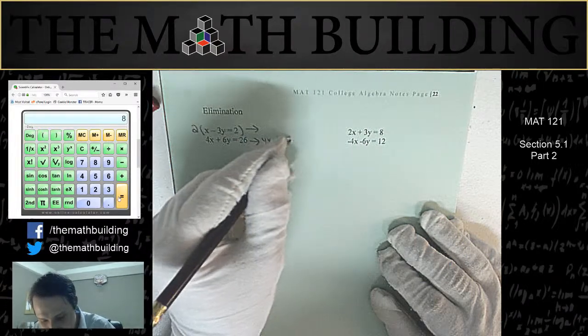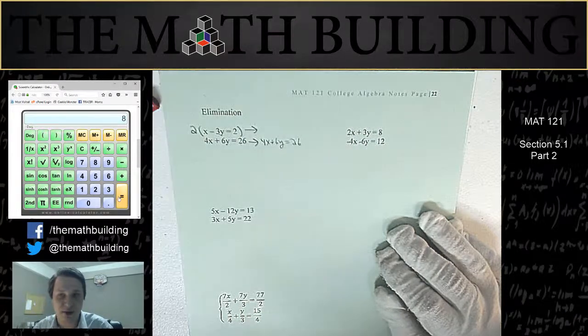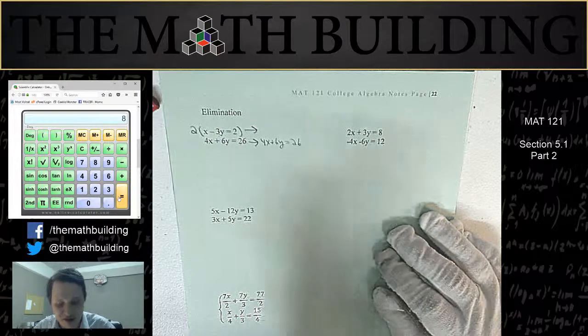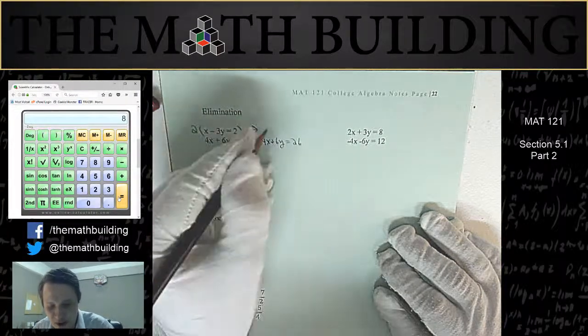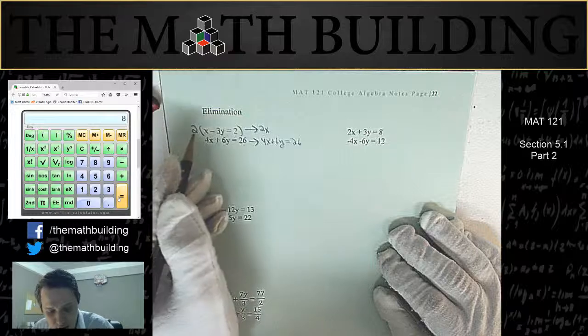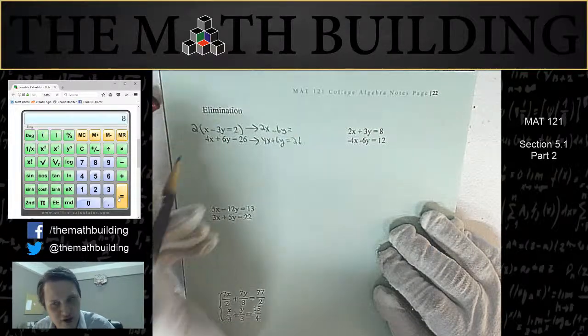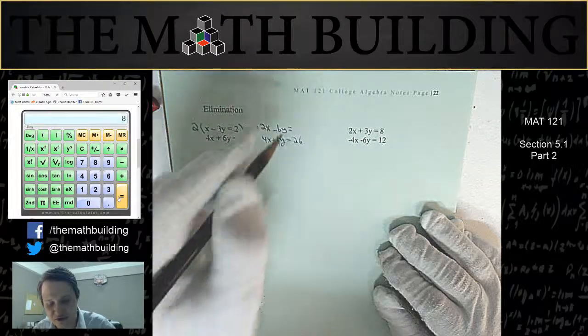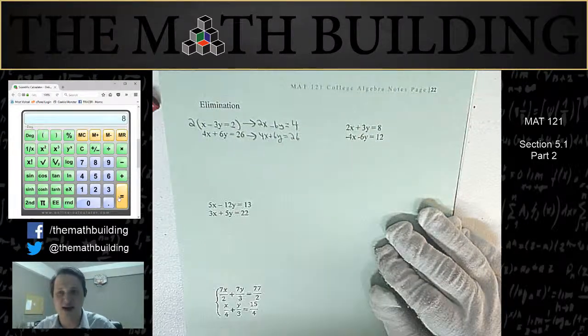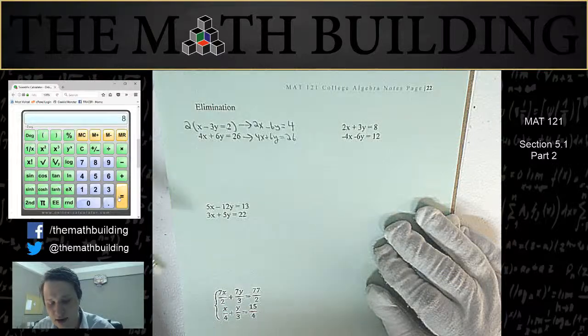Okay, so there's the bottom equation. It's fine. The top equation, when we do distributive property, will be 2x. 2 times negative 3y is negative 6y. And this is a common mistake. Don't forget to also multiply the last number. I see scholars miss that one a lot.